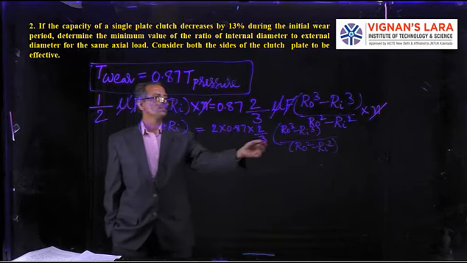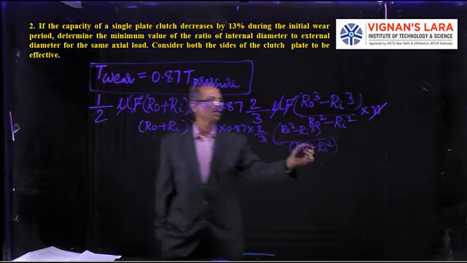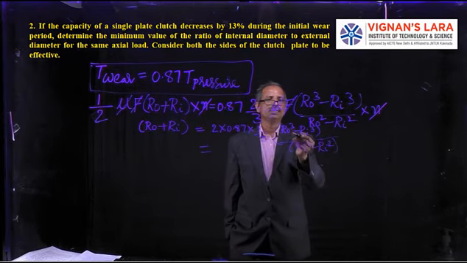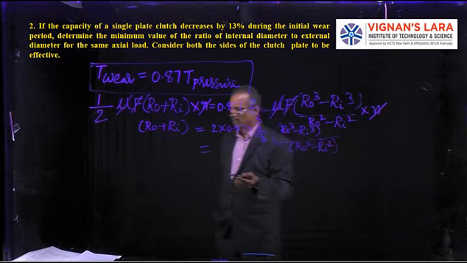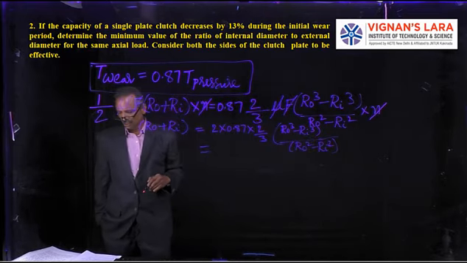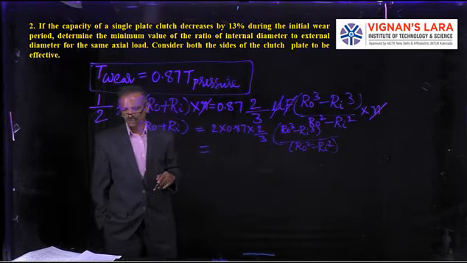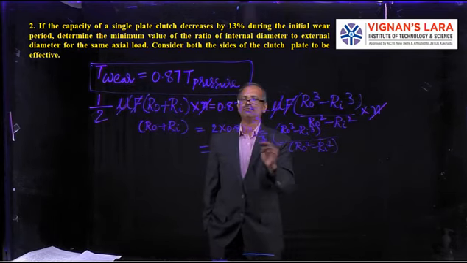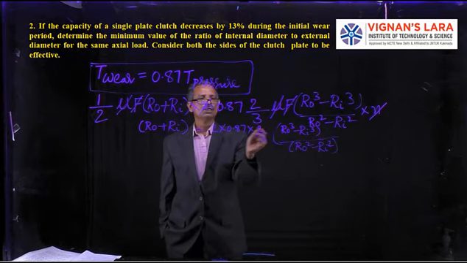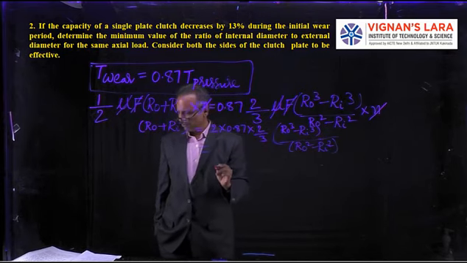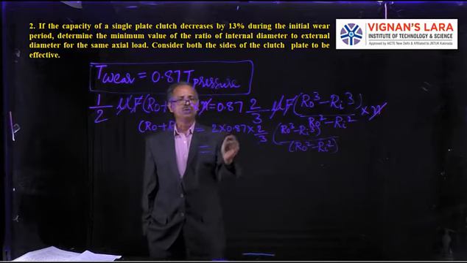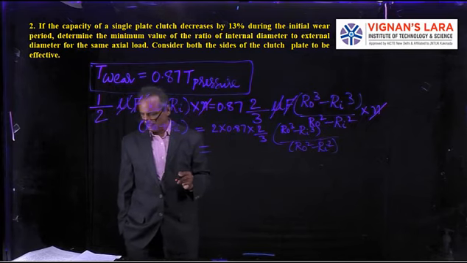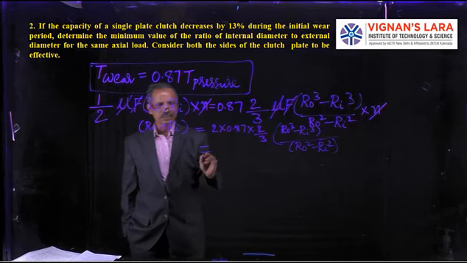R naught square minus Ri square can be written as (A plus B) into (A minus B). Similarly, how can you write A cube minus B cube? We can write A cube minus B cube is equal to (A minus B) into (A square plus B square plus AB). Same thing I will write. So this is 2 into 2, 4, 4/3. 4/3 into 0.87, so what you get is 1.16.